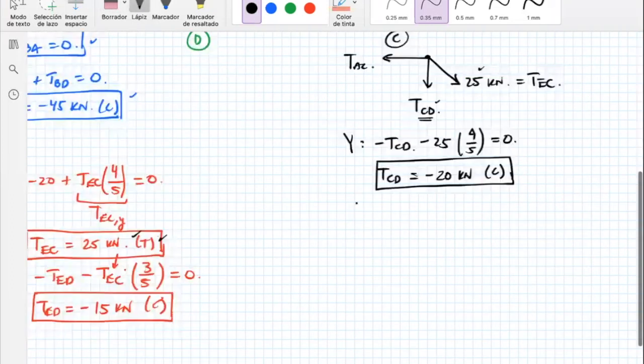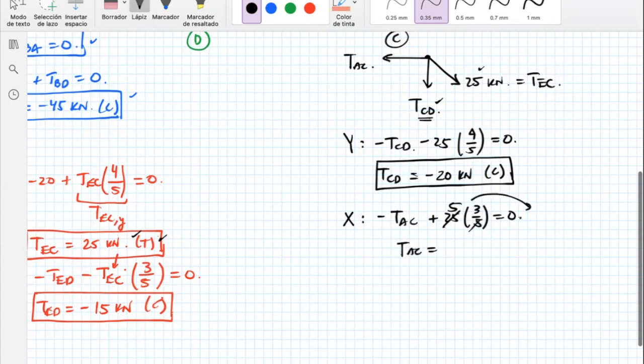Now I'm going to go here and calculate the X part. The X part for this one is going to be minus TAC going to the left. TCD doesn't participate. I have plus 25, 3 divided by 5 equals 0. Maybe you know that this is just 5. Therefore, TAC passes as negative to this side. Negative and negative nullify each other, and therefore you have 15 kilonewtons. This one is in tension, so that's what you needed to put there. So that's the TAC as in tension.